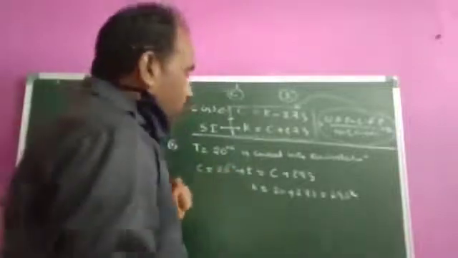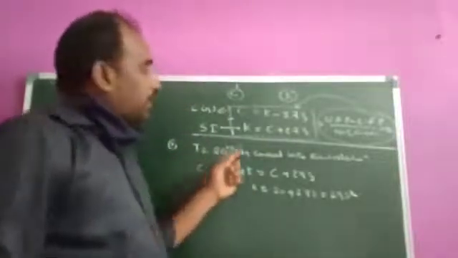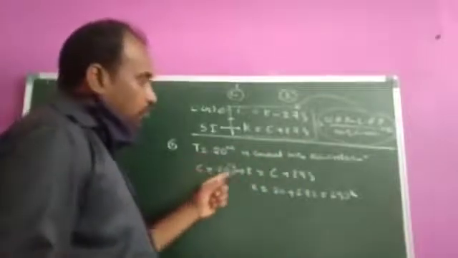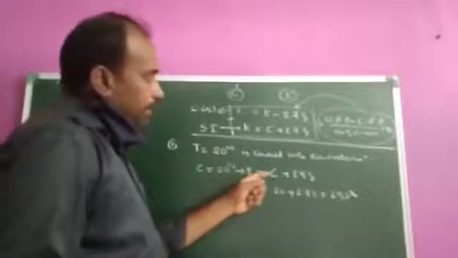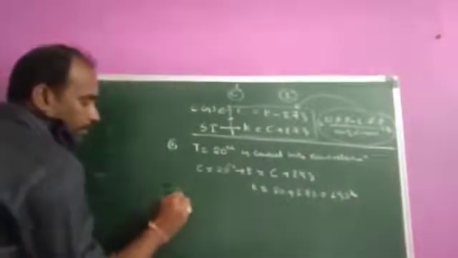Okay. So that's why they gave the question: T is equal to 20 degrees Celsius, convert into the Kelvin scale. First, T means C they gave. So if you want Kelvin, just add 273.